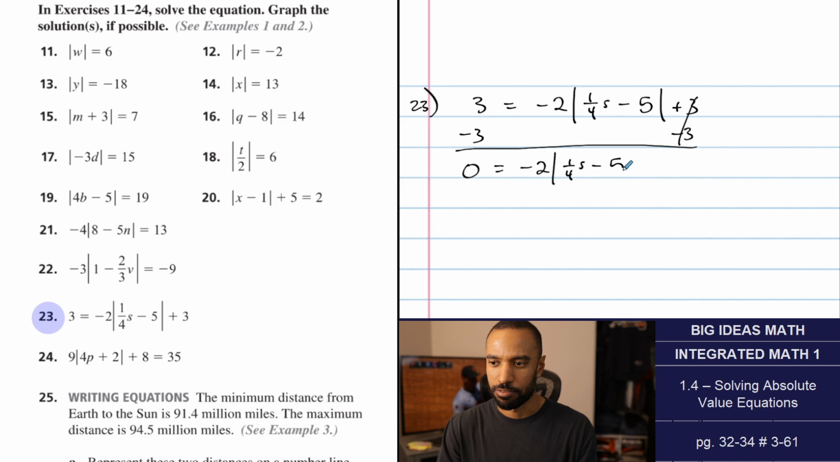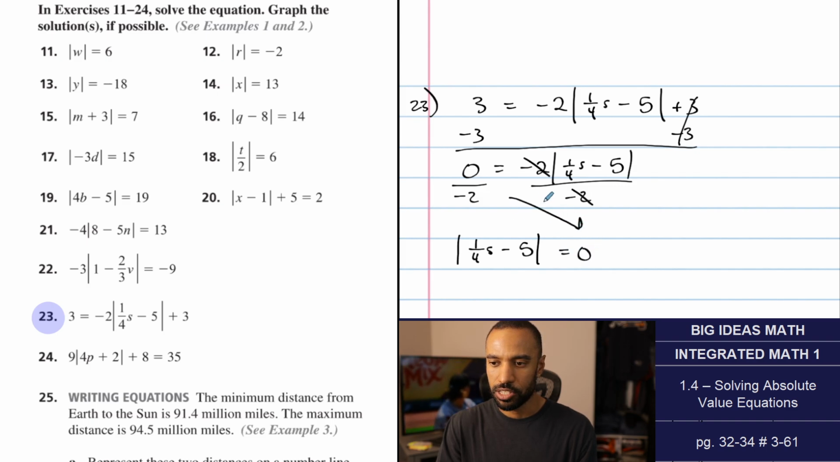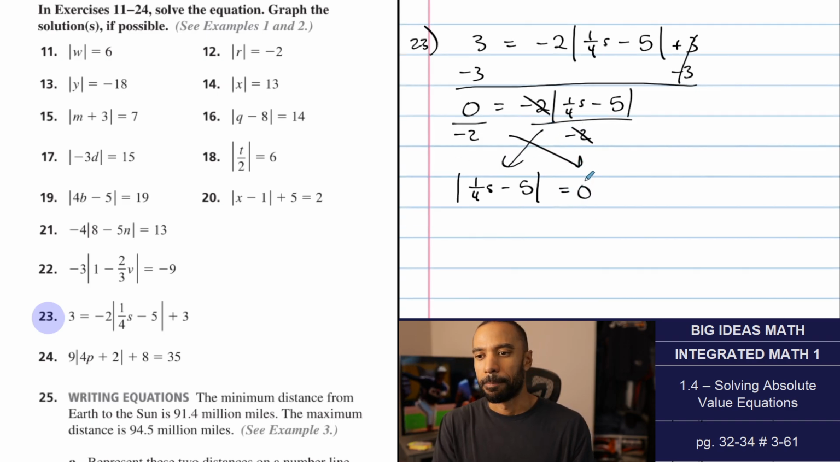I hate when they have s's and 5's together. And then divide both sides by negative 2. Now, this is a 0. 0 divided by any non-zero number is still just 0. If you don't mind, I'm going to write the absolute value on this side of the equation: the absolute value of 1/4 s minus 5 equals 0. So that's still 0 there. Okay, this is 0.